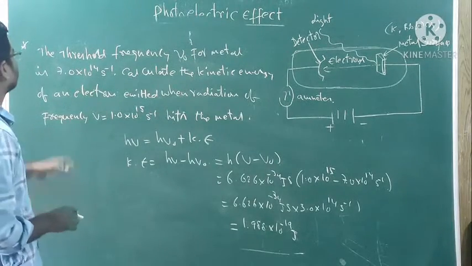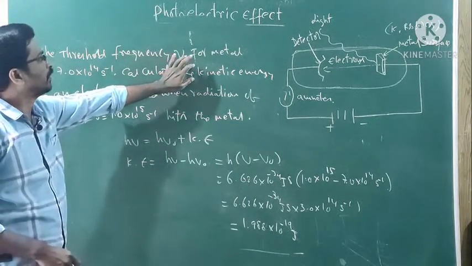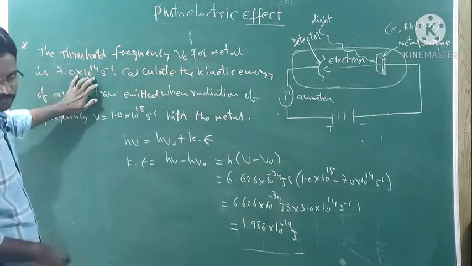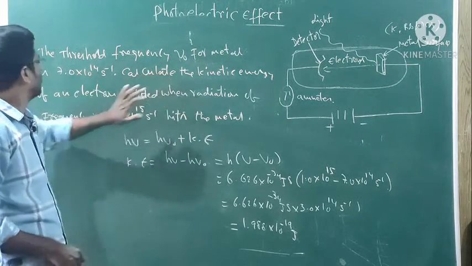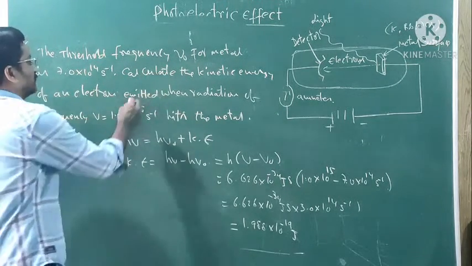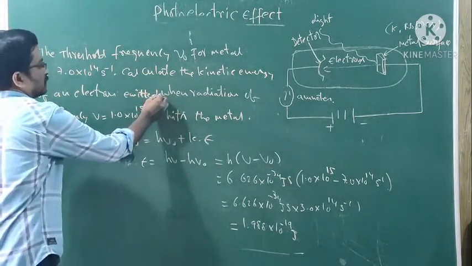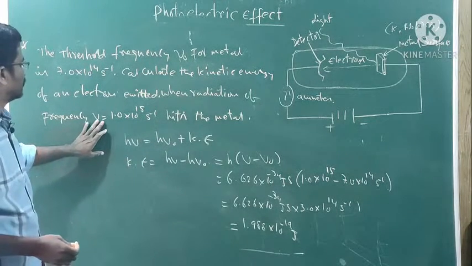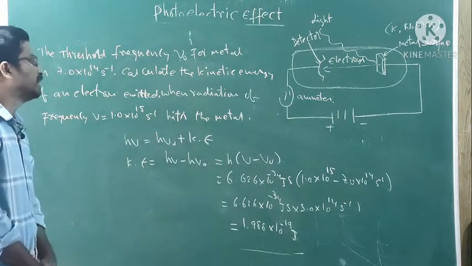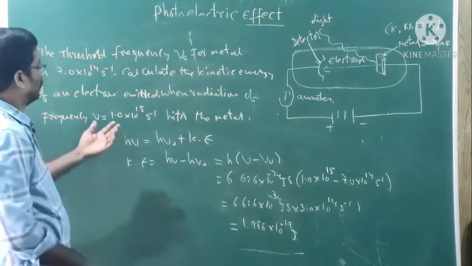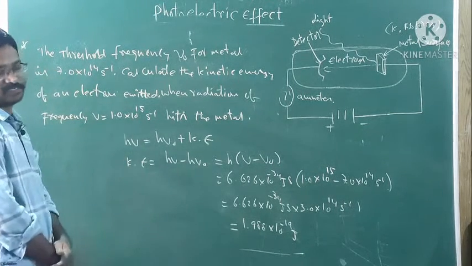Let us focus on a problem. The threshold frequency nu naught for a metal is given. Calculate the kinetic energy of an electron emitted when radiation of frequency nu equal to 1.0 into 10 to the power of 15 second inverse hits the metal. This is nu, and this is known as nu naught. What is the kinetic energy?